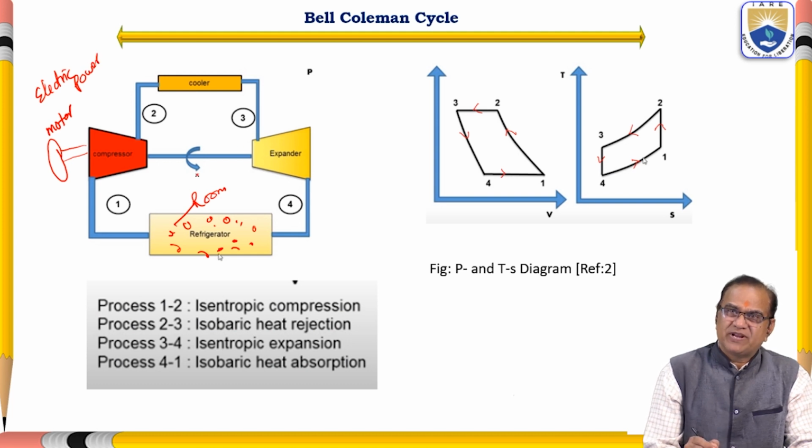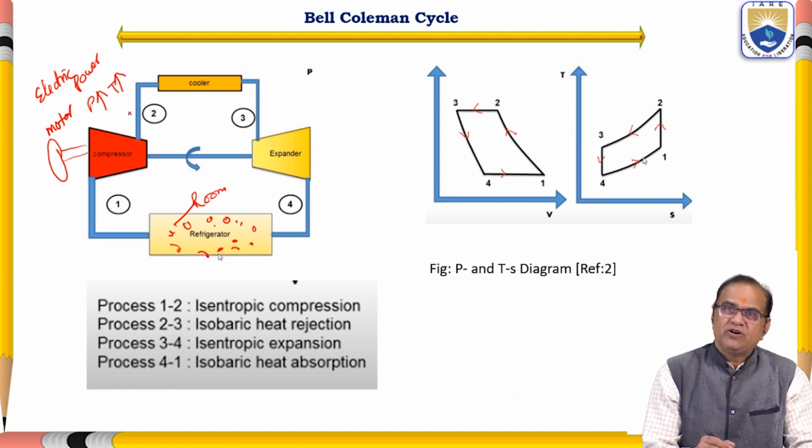Some part of the work is obtained from the expander, but 70 to 80% of the power is obtained through the external source, that is the electric motor. So the compressor is rotated. By the rotation of this compressor, the air which is sucked from this refrigerator zone, at very low temperature and low pressure, enters the compressor, and in the compressor, due to the reduction in volume, the pressure and the temperature are increased. Pressure is increased and temperature is also increased.